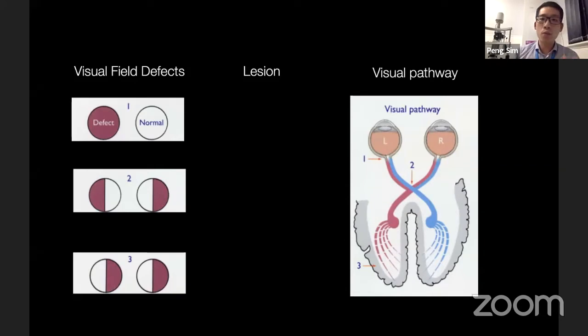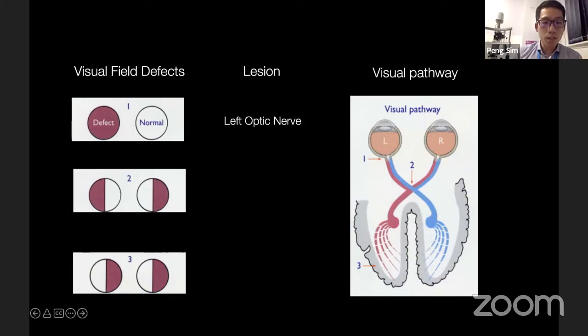So when you're faced with a monocular visual field defect, you can be 100% certain that the problem is anterior to the optic chiasm. Anything in front of number 2 here, from the cornea at the very front, all the way back to the optic nerve, any problem along this pathway will give you a monocular visual field defect. So the first one is a left optic nerve problem.